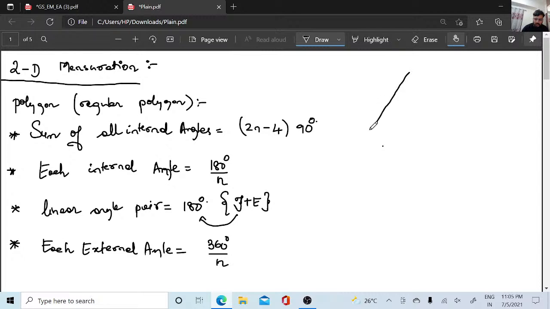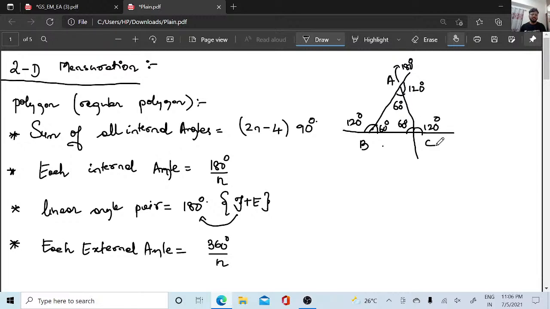If I draw a polygon here, let us name the vertices ABC. This is nothing but a triangle. This is 60 degrees here, 60 degrees here, and 60 degrees here. This is a straight line, so this has to be 120 degrees, since a straight line is 180 degrees. Here also this will be 120 degrees, and here also 120 degrees. This is what we call a linear angle pair.